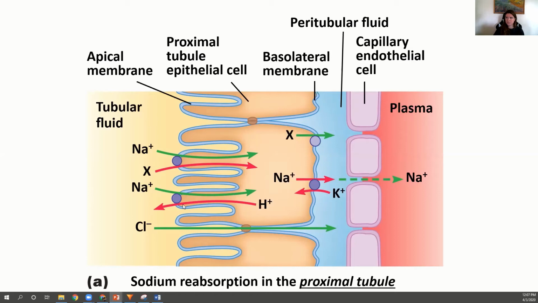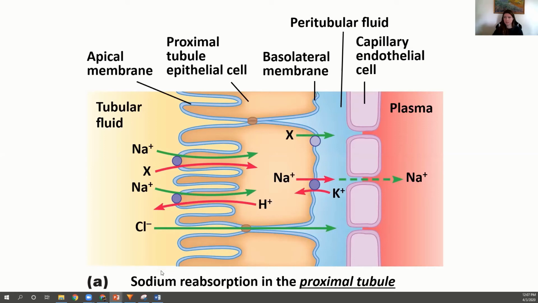Okay, so we can use that sodium to move stuff into the cell, or we can use that to move stuff out of the epithelial cells. But in both cases, we're lowering the amount of sodium in the cell, pumping it out using this transporter, our sodium-potassium pump, which raises the sodium concentration in the plasma. So that's just our reabsorption.